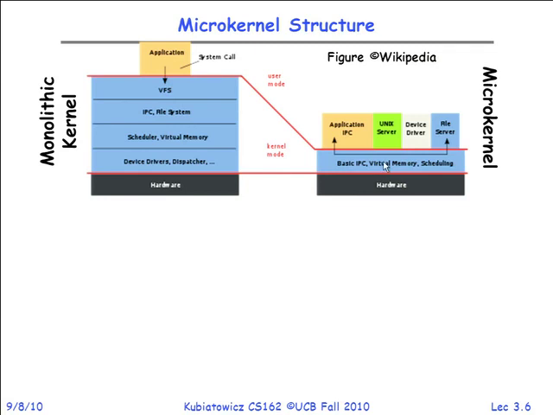In a microkernel, we've got a very thin microkernel, that's why it's called micro, that only does a few things. It basically schedules different tasks, it handles virtual memory, and it has a basic interprocess communication mechanism. And then everything else is on top of that running in user mode in its own address space, so it's protected.